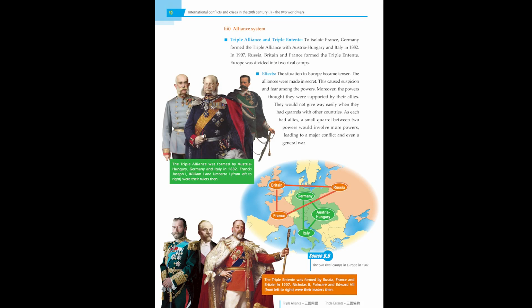Look at the source 9.6, the two rival camps in Europe in 1907. The Triple Alliance was formed by Austria-Hungary, Germany, and Italy in 1882. Francis Joseph I, William I, and Umberto I, from left to right, were the rulers then. The Triple Entente was formed by Russia, France, and Britain in 1907. Nicholas II, Poincaré, and Edward VII, from left to right, were their leaders then.